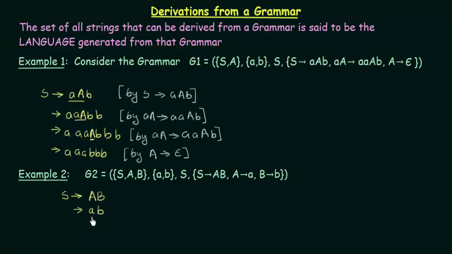Now we see that we get the string ab, and if you check, you can see that this is the only string that can be formed from this grammar. Since this is the only string that can be formed from this grammar, we can say that the language generated by the grammar G2 is given by the string ab. Our definition says that the set of all strings that can be derived from a grammar is said to be the language generated from that grammar. Now since this is the only string that can be generated from this grammar, this is the language generated by this grammar G2.